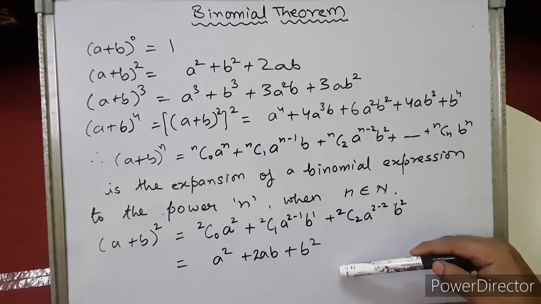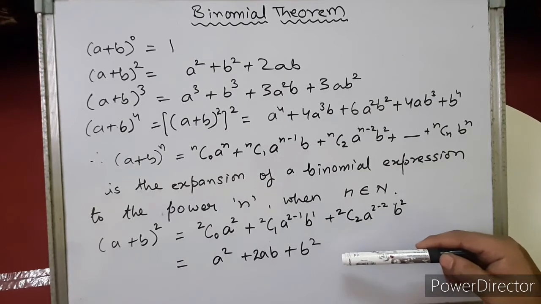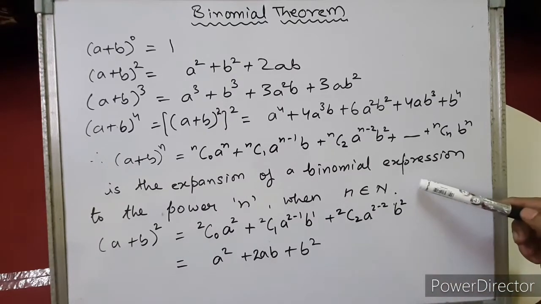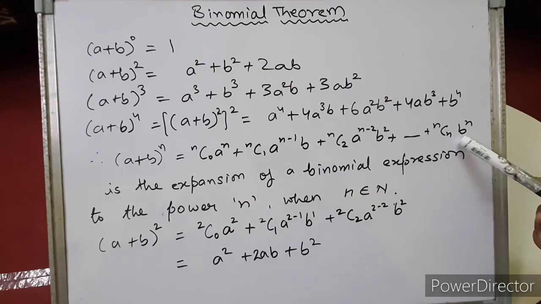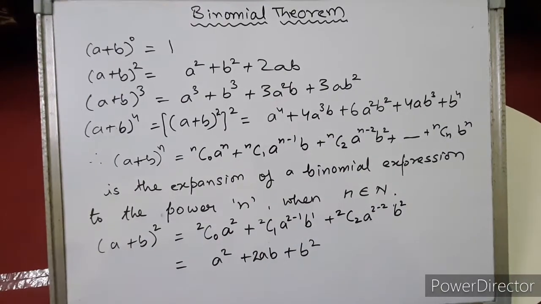So we can say that for any index, that means where n belongs to natural numbers, the expansion of the binomial term will be nc0 a to the power n plus nc1 a to the power n minus 1 b and so on up to ncn b to the power n. Alright children, please note down.